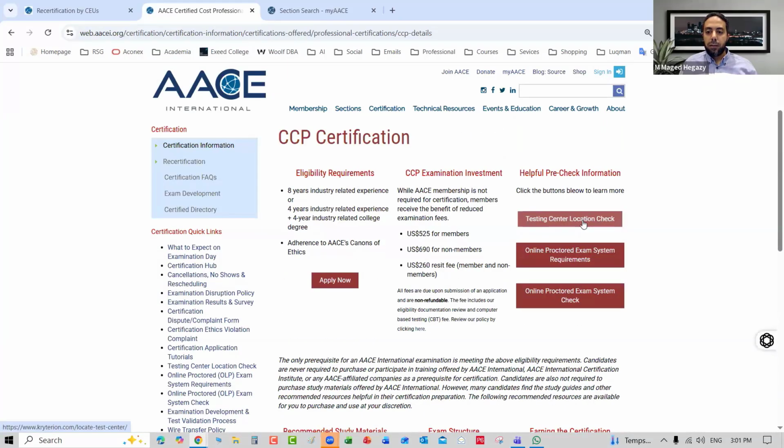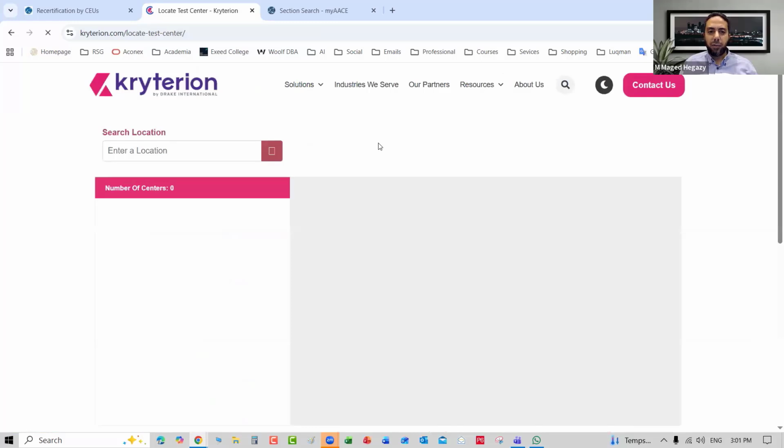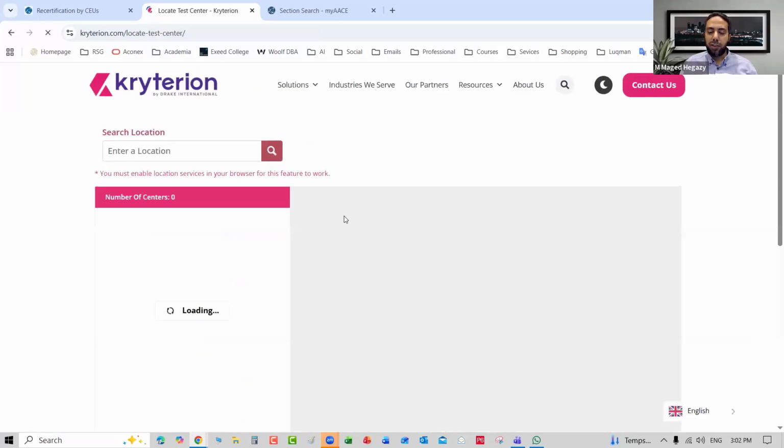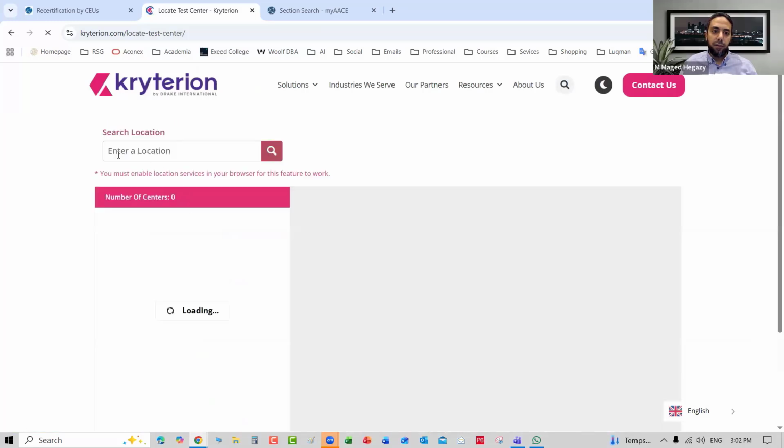Testing center. If you go to testing center, you'll find like three centers in, or two centers in Riyadh and Jeddah, Medina, two in Dammam, I think. So you can find here from their partner the locations of the testing center.